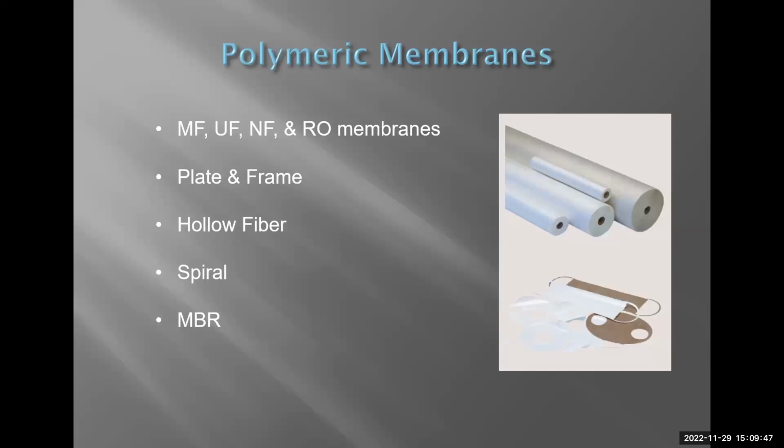Polymeric membranes come in a variety of different pore sizes. They come in MF, UF, NF, and RO. And typically you'll see these in plate and frame membranes, hollow fibers, spirals, and MBRs, or membrane bioreactors.